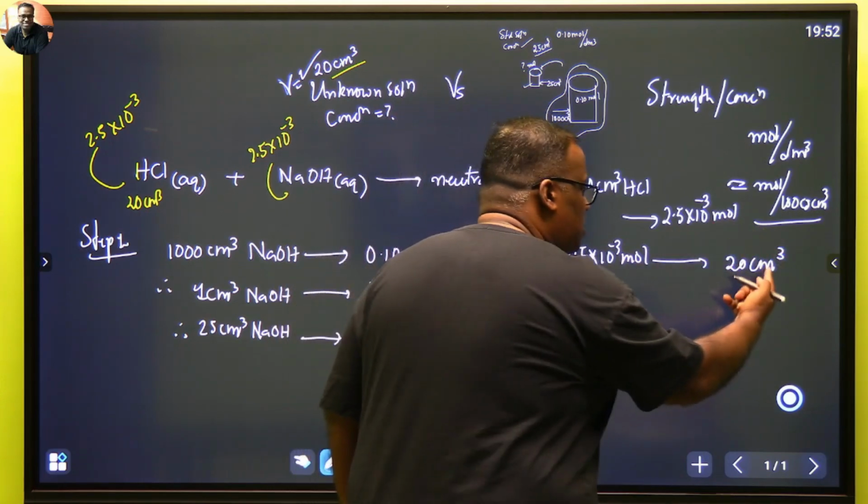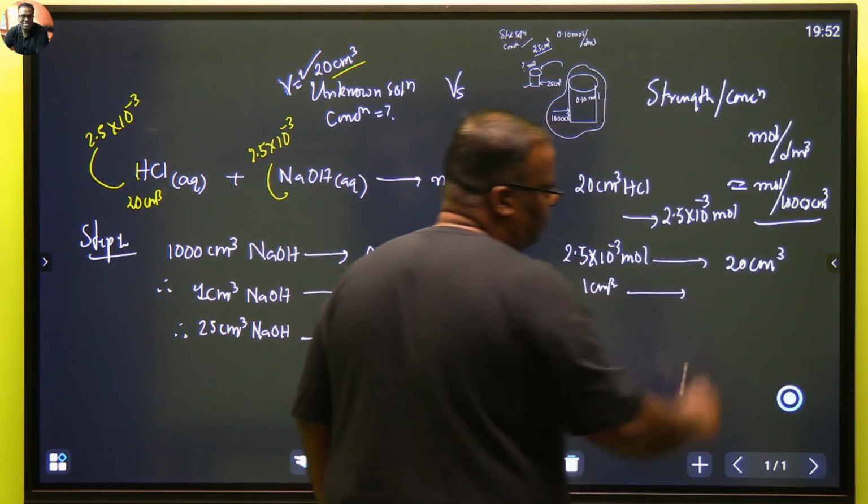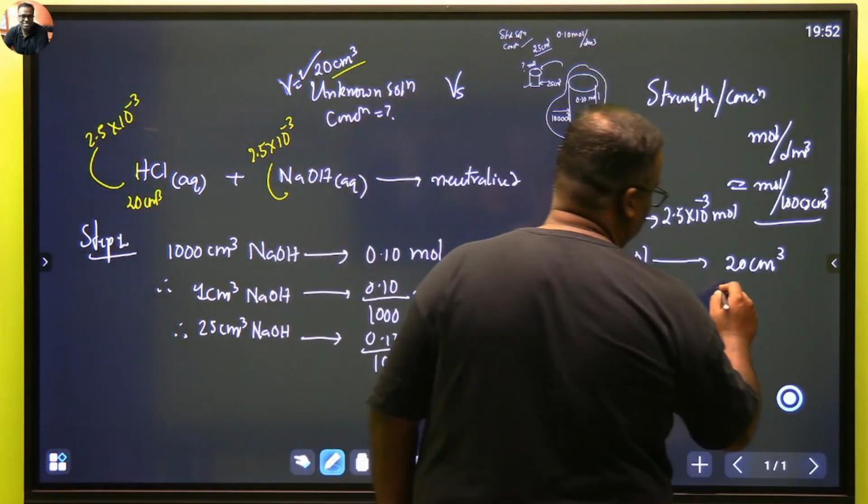Therefore, in 20 centimeter cube, so many moles; so in 1 centimeter cube, how much should you have? Tell me. It will be that divided by 20.